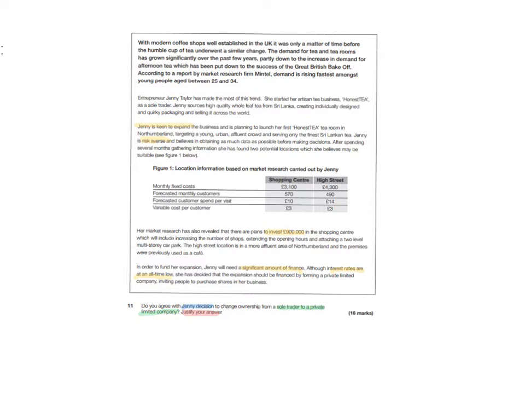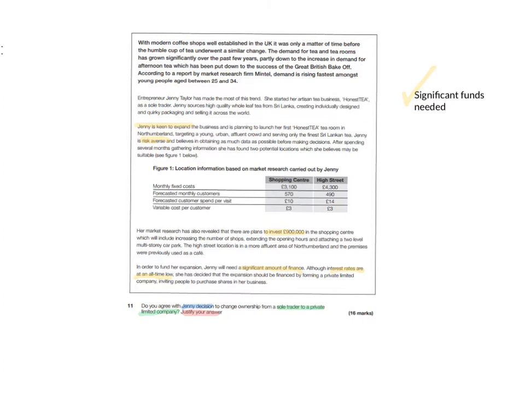The reason for that is that, as a sole trader, finance could be limited. She needs to invest £900,000, and the case says she needs a significant amount of finance. These are clues pointing to one of the biggest benefits of private limited companies: being able to raise share capital by selling shares and putting that capital towards her aim. So I've put that within my little plan, significant funds needed, as my key point.